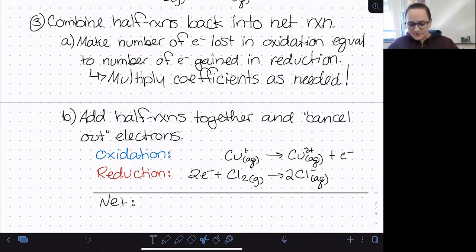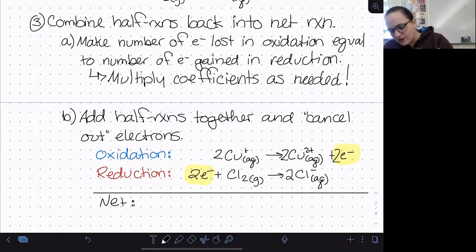So all we need to do is multiply our half reactions by whatever coefficients we need in order to force this to be true. So we have 2 electrons on the left and currently only 1 on the right in our oxidation. To fix that, all we need to do is multiply all of our coefficients here by 2. Note that you do have to multiply all of your coefficients in a half reaction because that's the only way it stays balanced. So just like we did back with Hess's law when we were multiplying reactions, you multiply all of your coefficients by the same value to keep it balanced.